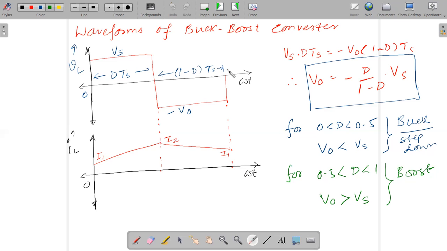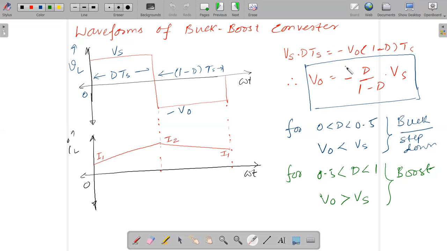So if I assume that a steady state, equilibrium, is achieved in this situation, and volt second balance is applied for one time period, then the area under this curve is equal to the area under this curve. If you apply this, Vs into D times Ts is equal to minus V0 into 1 minus D times Ts. So in short, we get the output voltage V0 is D divided by 1 minus D times Vs with the negative sign. The negative sign indicates that this is an inverting type of converter where the output will have an inverted polarity.